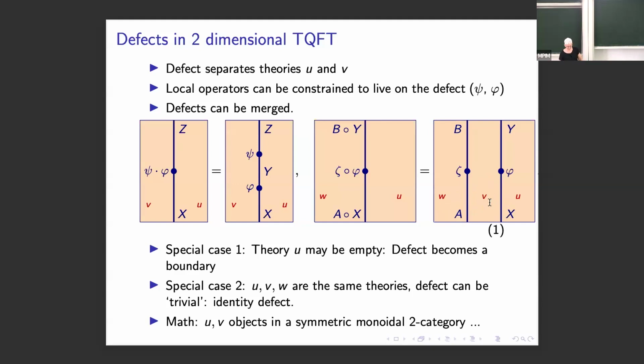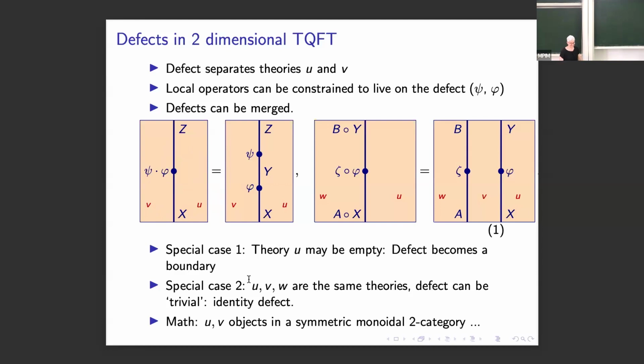Anyway, I would like to talk about this merging of defects in a mostly topological context. There are some special cases that will play a special role also in my talk. So one special case is that one of these theories may be empty. So for example, this one. And then the defect here becomes a boundary. So it's a morphism between a theory and a trivial theory.